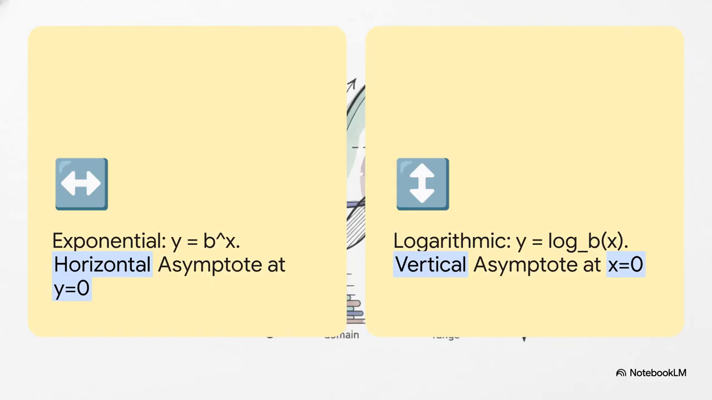The absolute secret to understanding logs is to realize they're just the inverse of exponentials. Think of them like mirror images of each other. So what does that really mean for their graphs? Well, it means all their key features just trade places. You know how an exponential function, y equals b to the x, flattens out against that horizontal line at y equals 0? Well, for its inverse, the logarithm, you just swap the x and the y. And just like that, the horizontal boundary becomes a vertical one at x equals 0.